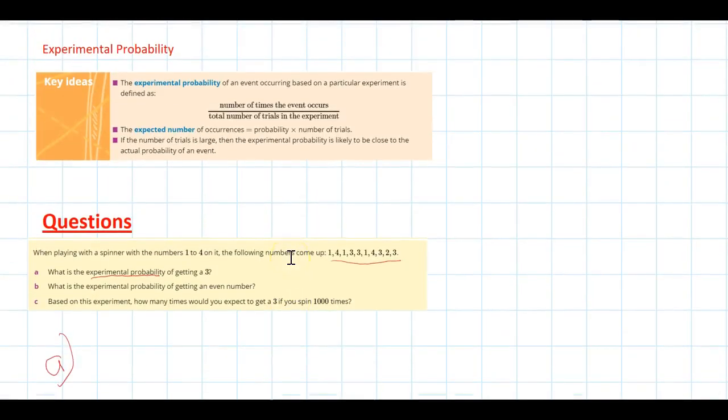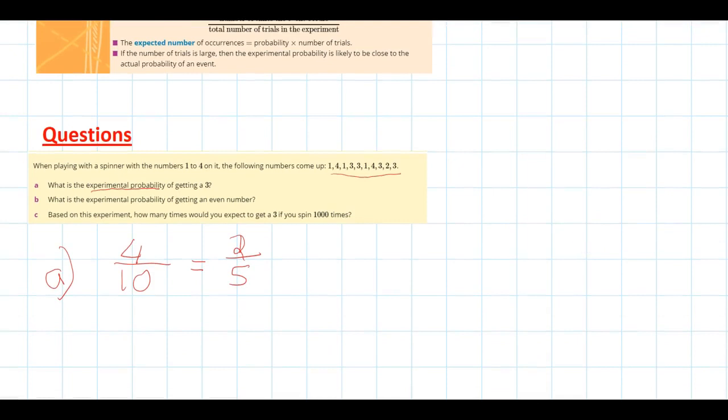If we go back to the rule here, the rule is the number of times the event occurs. How many times does 3 occur? We have 1, 2, 3, 4. It occurs 4 times. And what are the total trials in the experiment? There's a total of 1, 2, 3, 4, 5, 6, 7, 8, 9, 10. So it occurs 4 out of 10, which, simplifying our fraction, is 2/5. So that's the experimental probability.